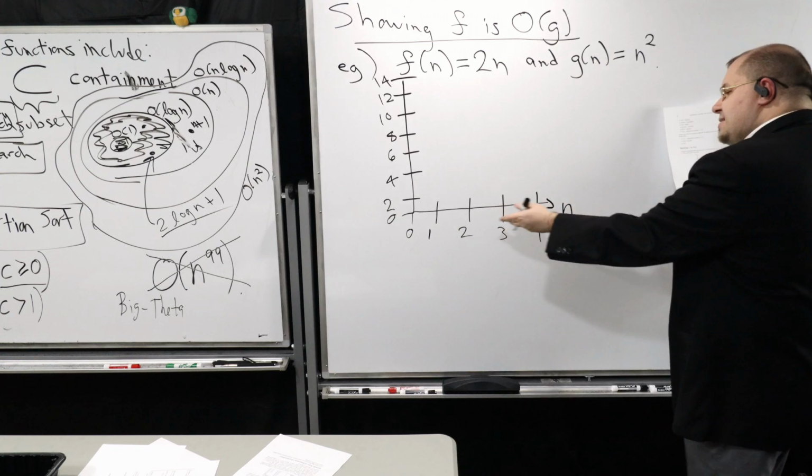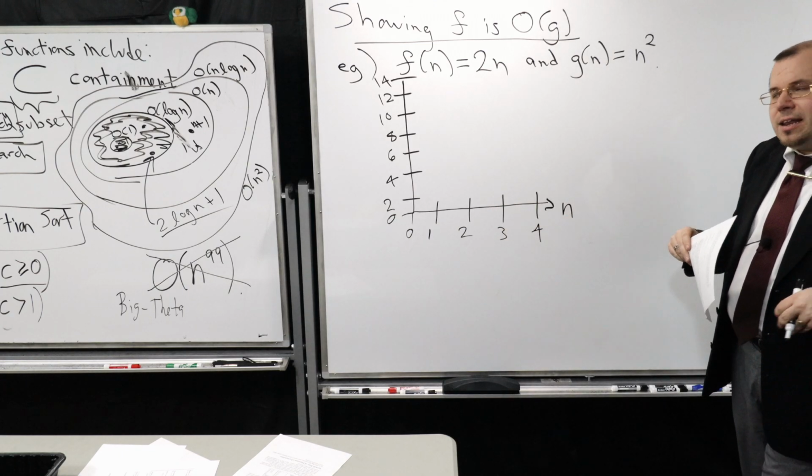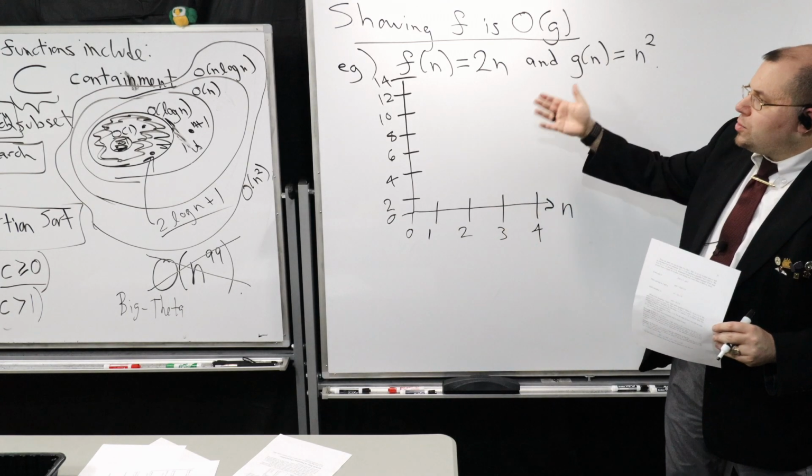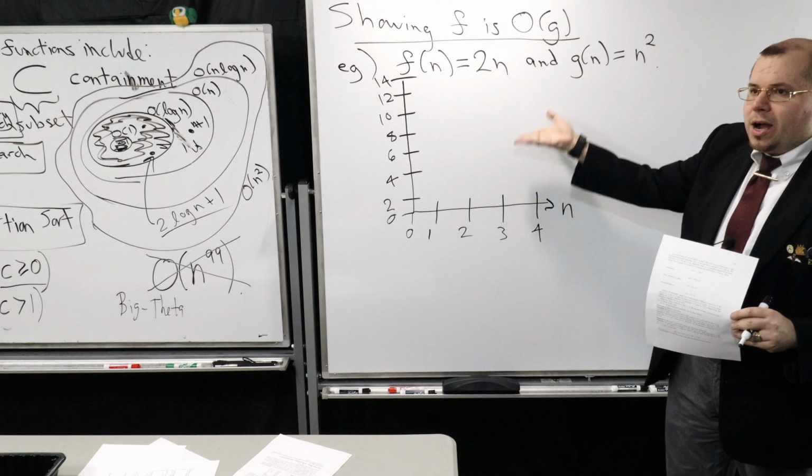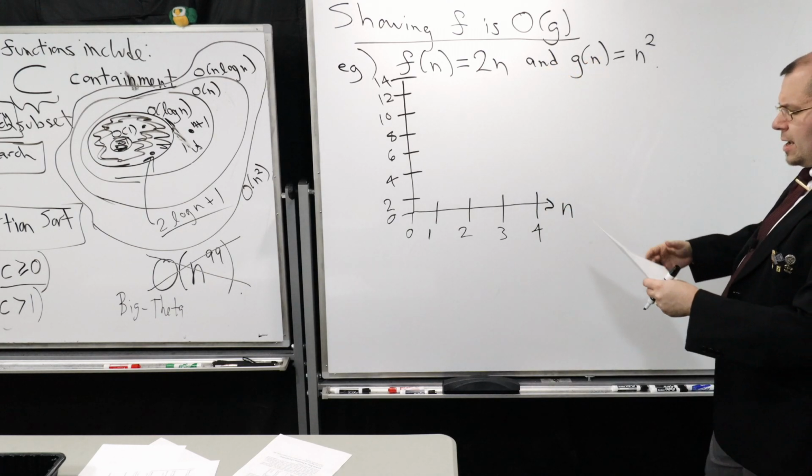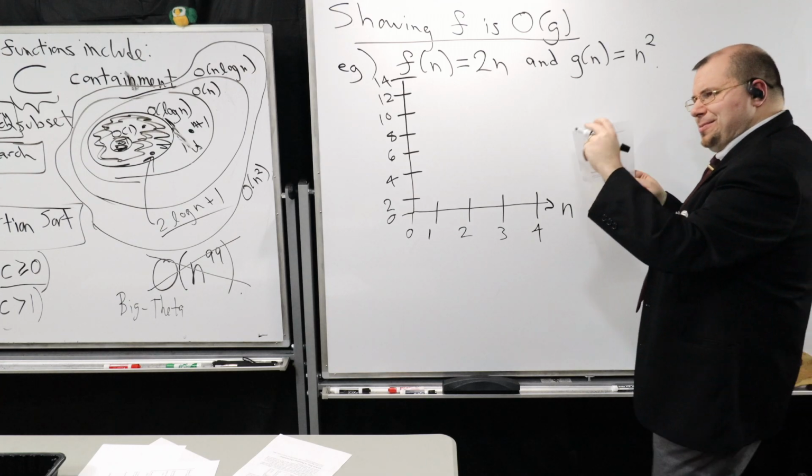So on this side, the horizontal axis is gonna be n. Then I'm going to plot out the two functions along the y-axis. So let me just lay out these two.